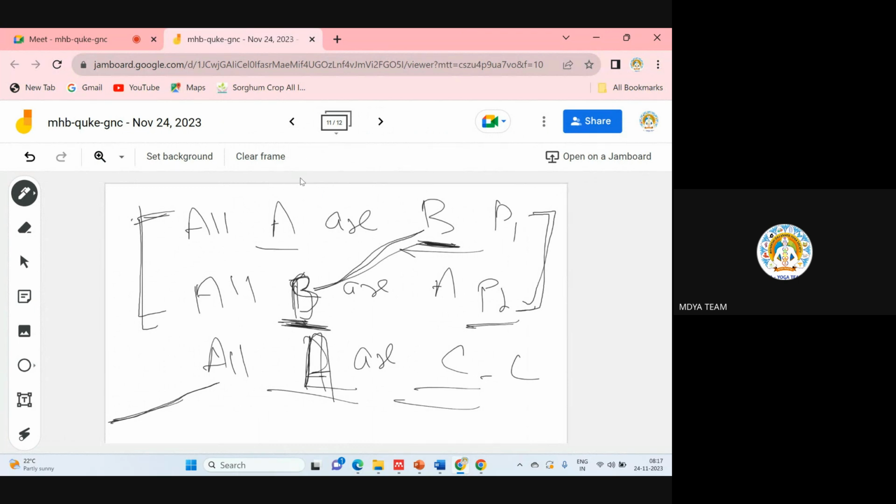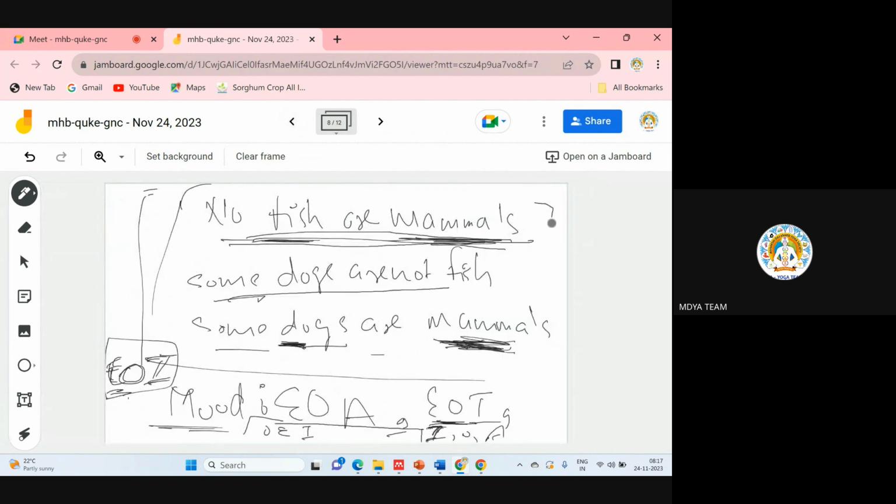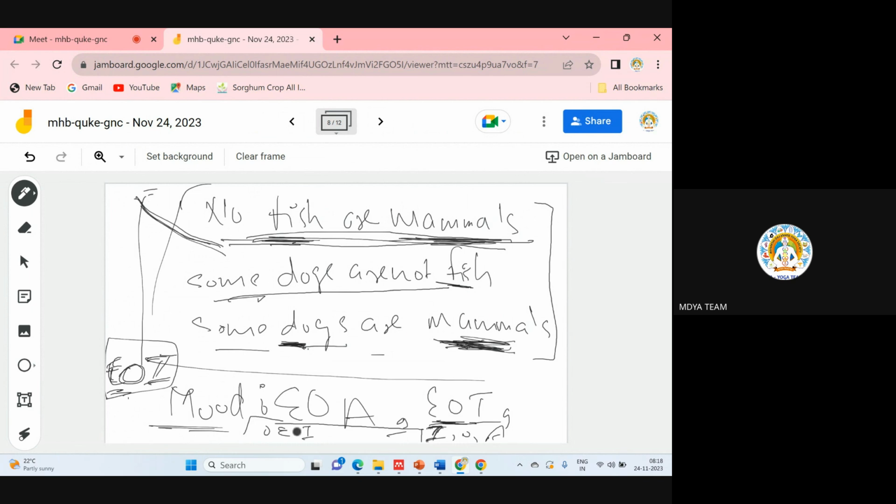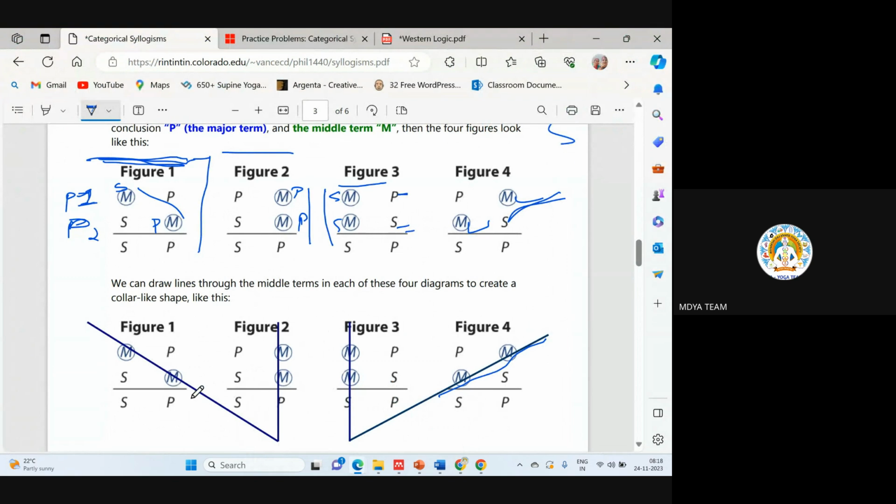Now we will take one or two more examples to decide the mood and figure. Okay, now what will be the figure in this? No fish are mammals, some dogs are fish. So just find out the middle term. Fish is the middle term. Dogs and mammals are your minor and major term. Figure one, I think, sir. Yes, fish is your middle term, so it will form this type of diagonal. So it will be figure one. Okay. So this is how you can find out.